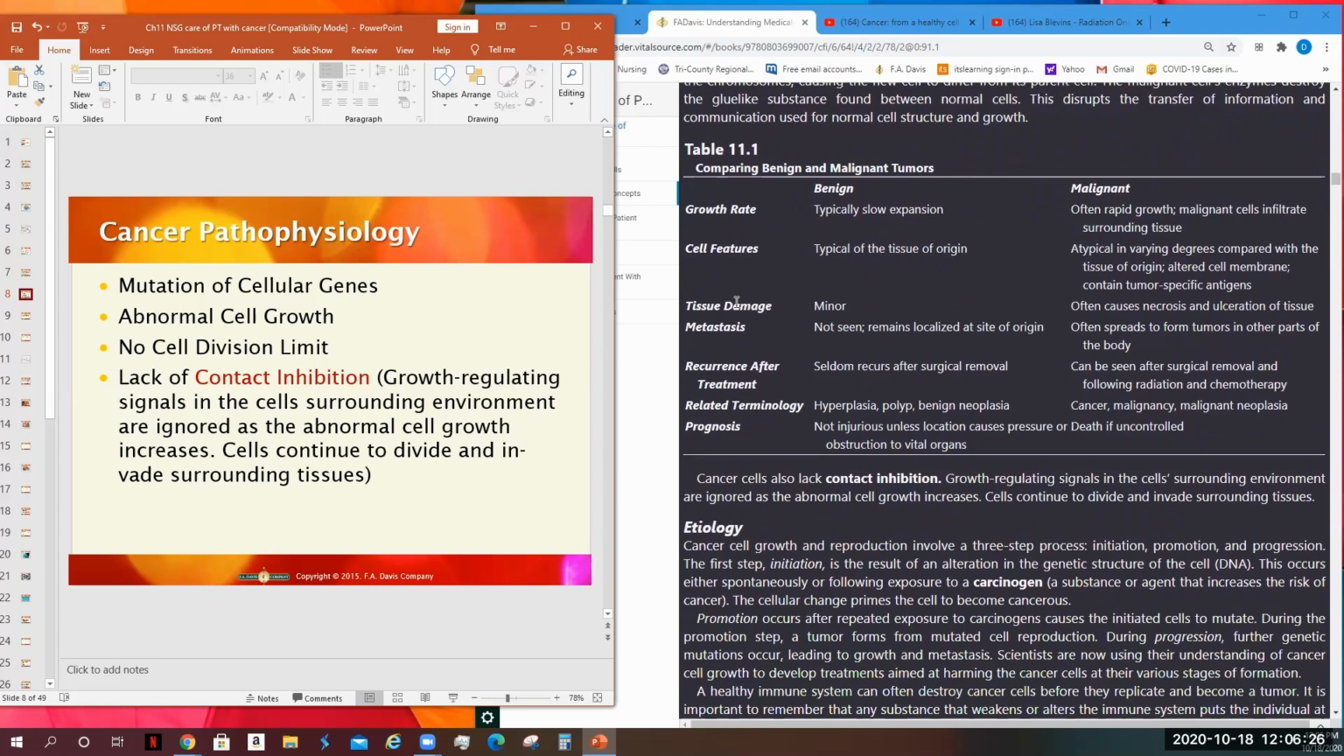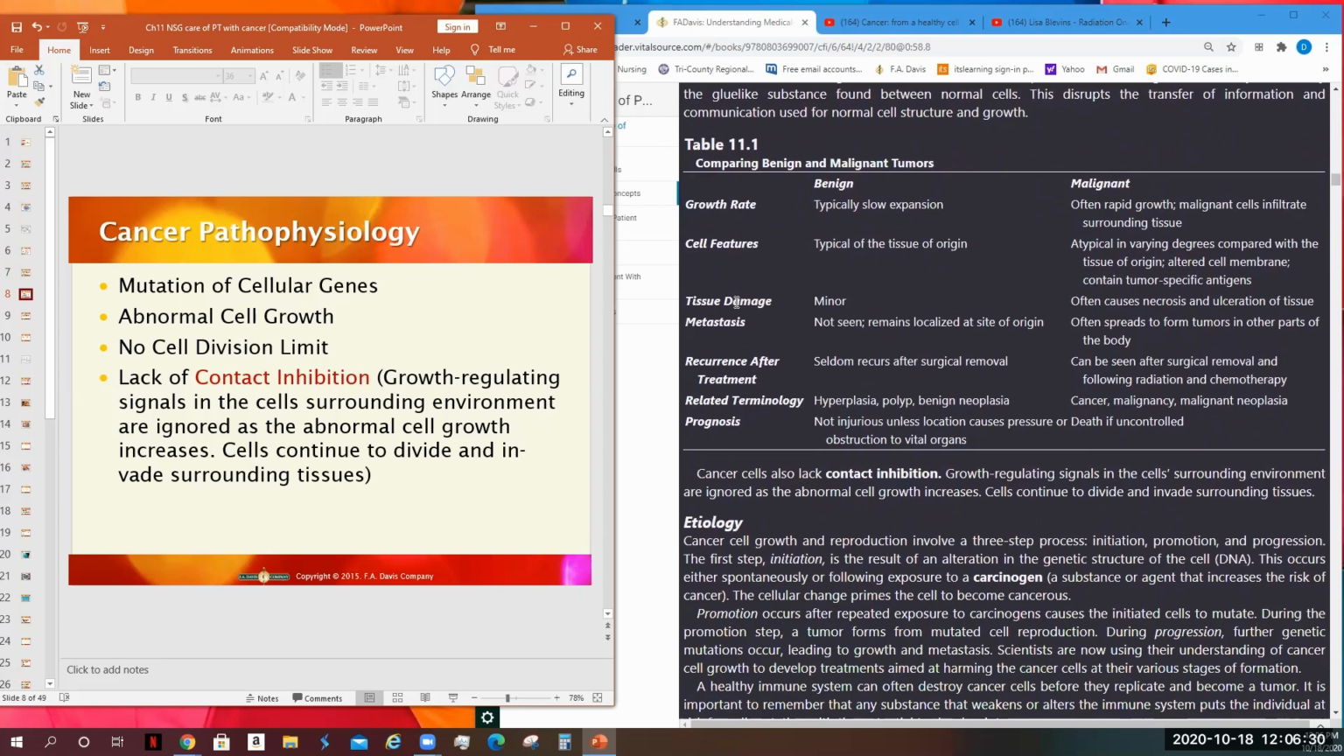Table 11.1 compares the benign and malignant tumors. Benign tumors typically have a slow expansion in their growth rate, whereas malignant tumors often have rapid growth, and malignant cells infiltrate surrounding tissue. For benign tumors, the cell features are typical of the tissue of origin, whereas malignant cells have features that are atypical in varying degrees compared with the tissue of origin. They may have an altered cell membrane and contain tumor-specific antigens. For benign tumors, you may have minor tissue damage, whereas malignant tumors often cause necrosis and ulceration of tissue within the body.